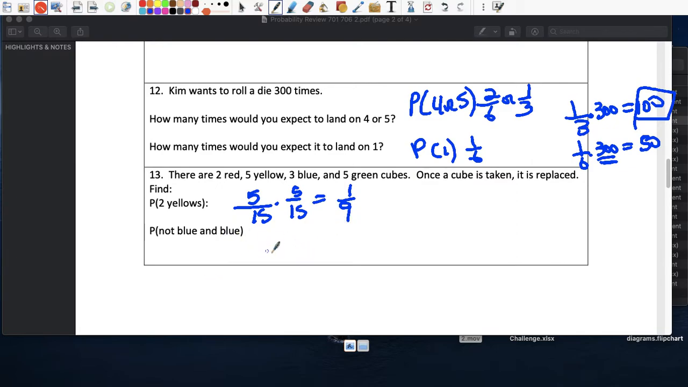Now, not blue and then blue. Something that's not blue would be the 2 red, the 5 yellow, and the 5 green. So that's 12 out of 15. Then you look at the marble, you put it back, and now you want to get a blue marble, which is 3 out of 15. And we can do all this fun stuff. Divided by 3 is 4, 5. So there's a 4 out of 25 chance of that happening.